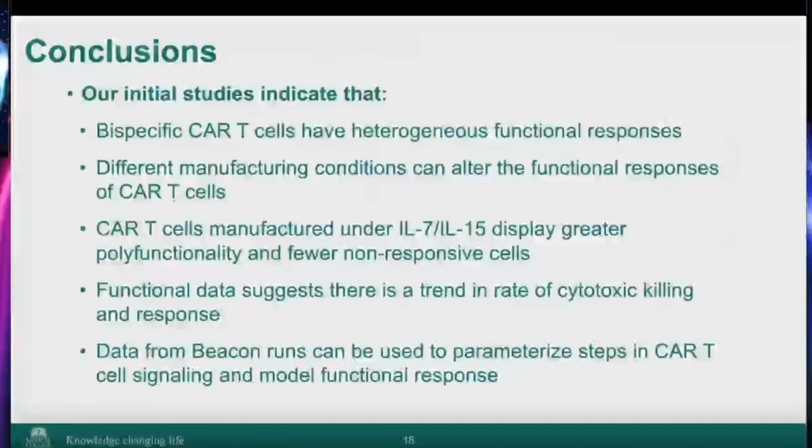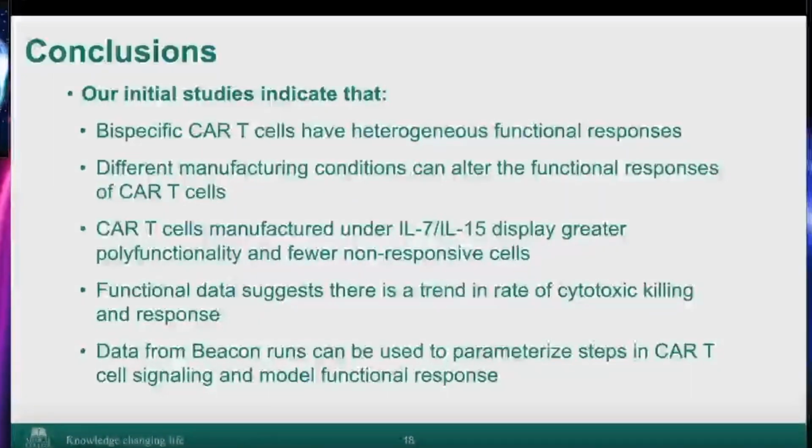And so in the second case study, really what we'd like to highlight is that the bispecific CAR T cells across patients are very heterogeneous in terms of their functional responses. We also noticed that different manufacturing conditions can alter the functional responses. And so this is something that's really important to consider when developing new manufacturing conditions to generate CAR T cells, and then looking for ways to standardize this across different institutions.